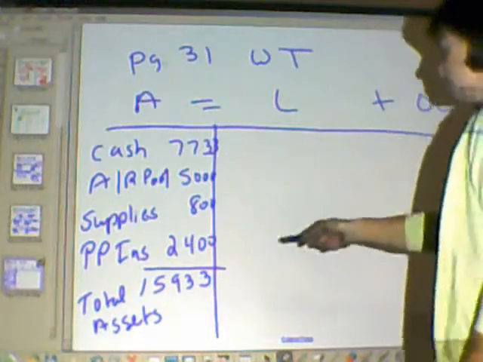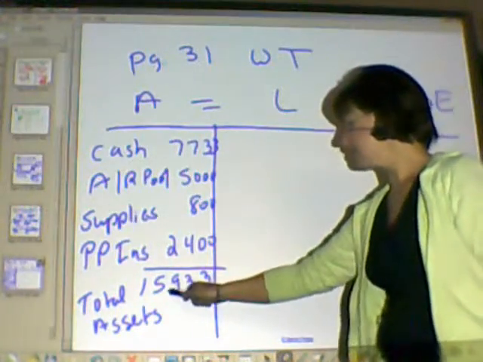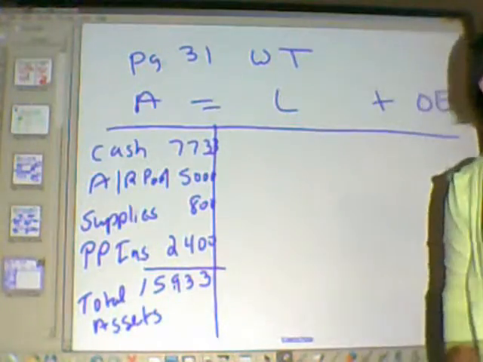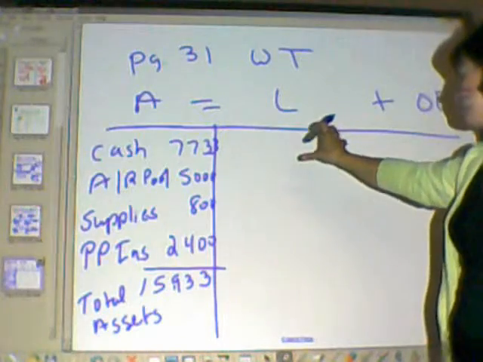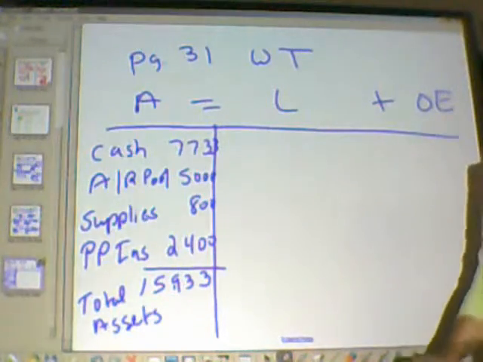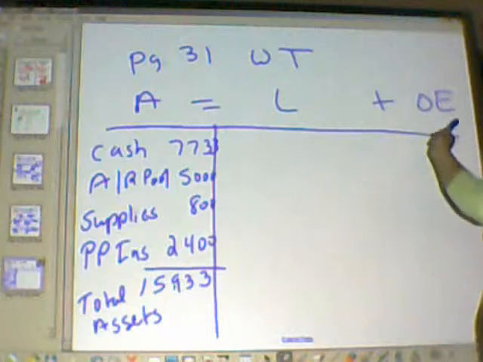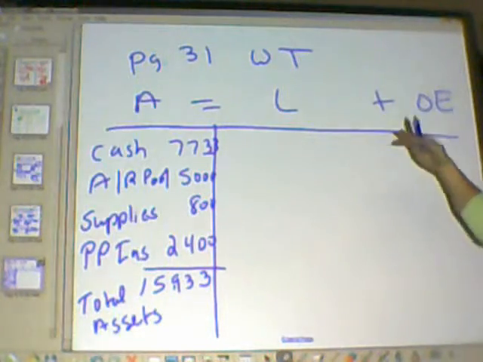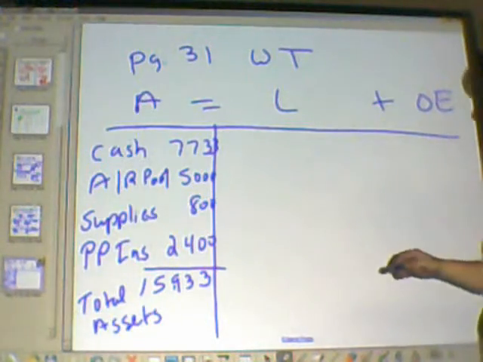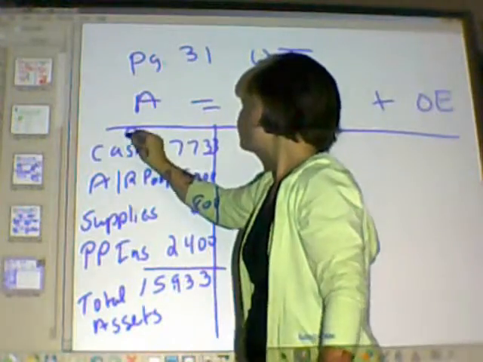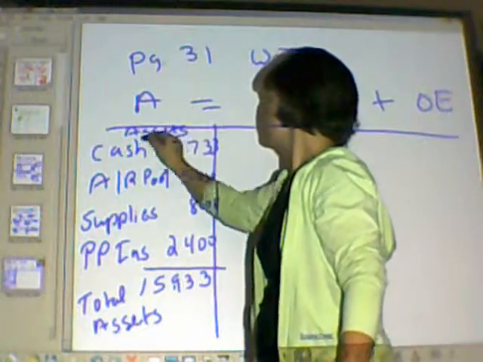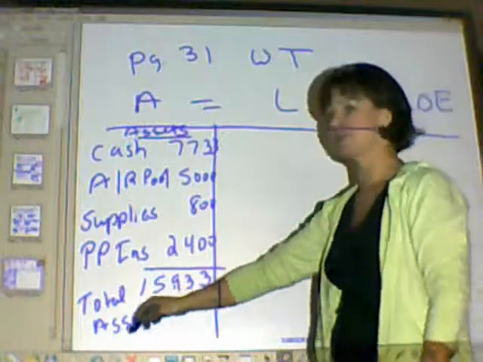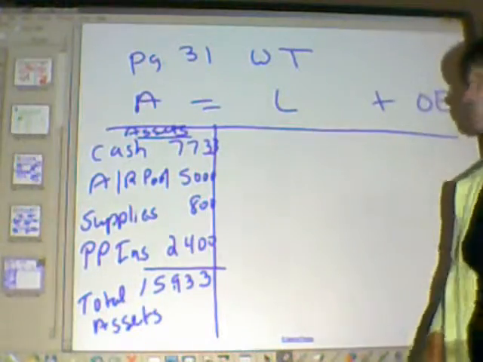Add up all the assets, we say that we have 15,933. Okay, we're going to do the same situation over here for liabilities and owner's equity. Now, the way they put this is they do horizontally. We're going to do it vertically. Okay, same difference. So up here, we're going to label this side assets. Okay, we listed our assets, we come up with total assets.